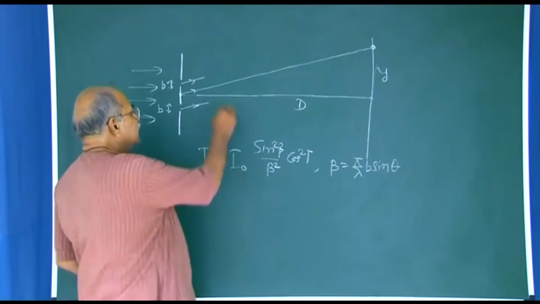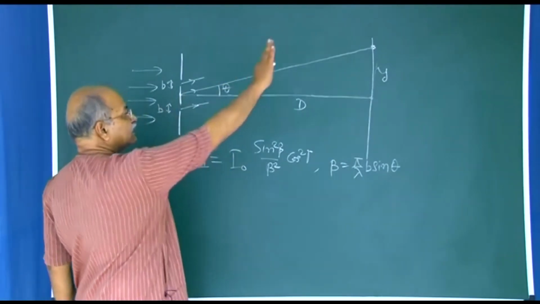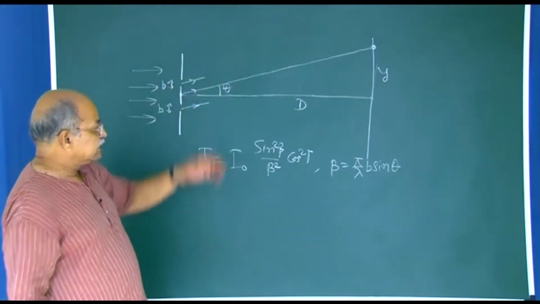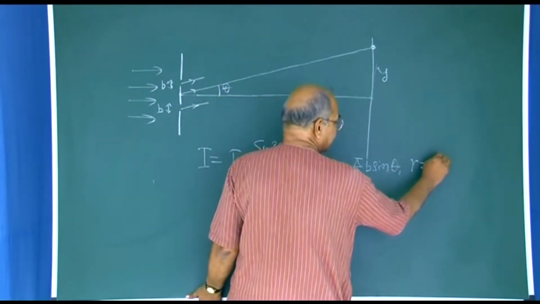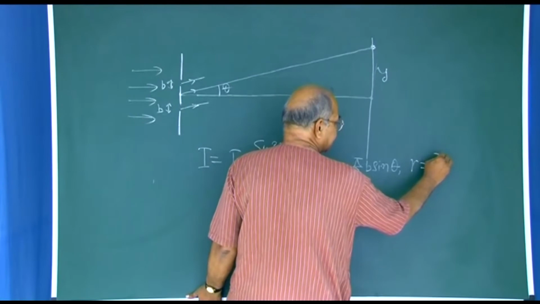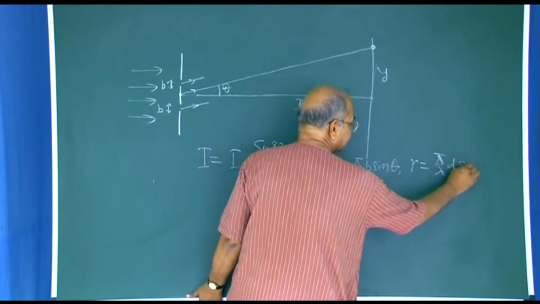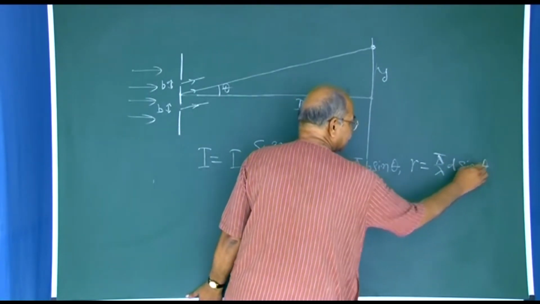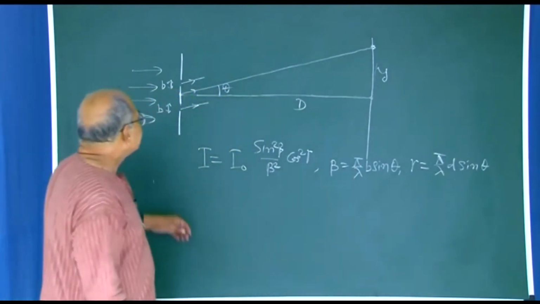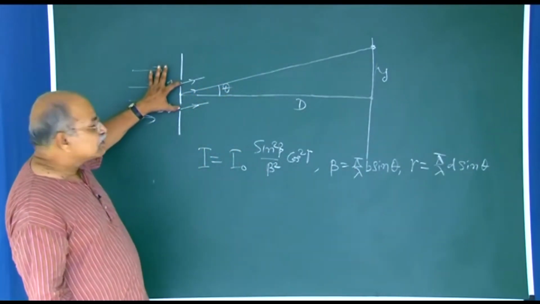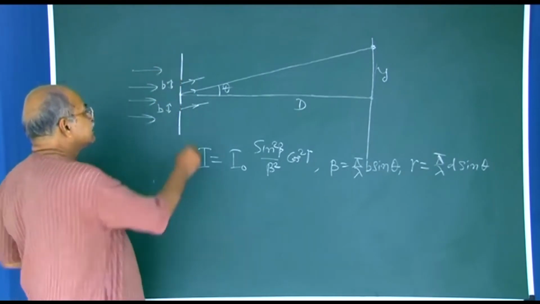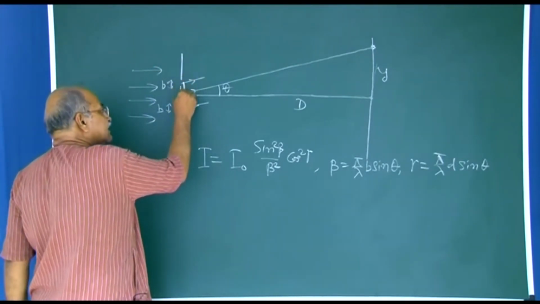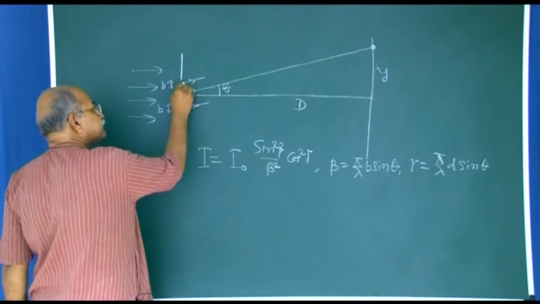Theta is the angle at which you are looking at the intensity, and you have gamma here, which is pi by lambda d sine theta. So another new variable comes in, d, and that d is the center to center separation between the two slits. So this is d, from this center to this center.